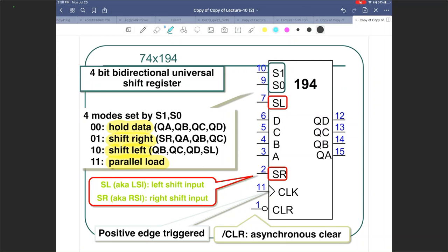Those four modes are set by these two things, S1 and S0. Those are inputs S1 and S0.